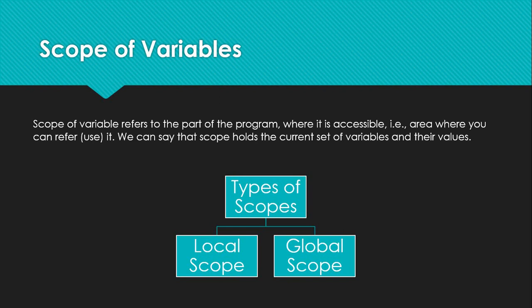We use this word scope in our day-to-day life. What is the scope of learning the subject biology? When you take biology, you can become a doctor or a nurse or go into some medical profession. If you take the subject computer science, you can become a computer programmer, system analyst, or system designer, and there are various scopes available in the field of computer science. So scope means where you can use a variable in a program, how far you can use the variable in the program. That is called scope.